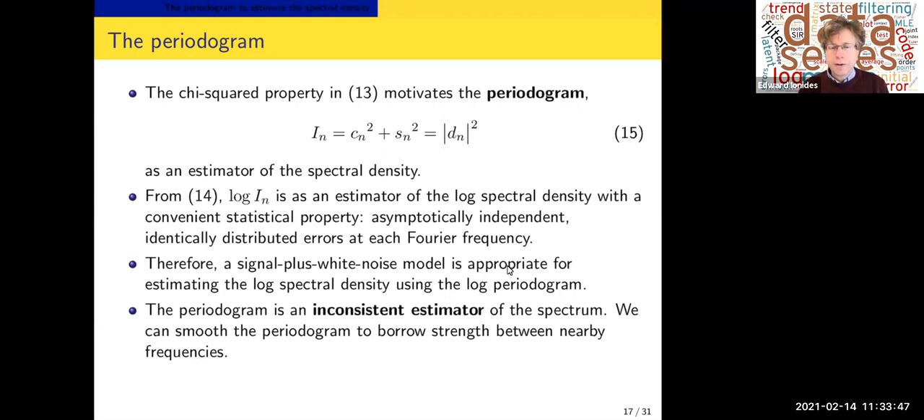This is chapter 7, part 2, and we're going to move on in the frequency domain by discussing the periodogram, which is how we estimate the spectral density. So this chi-squared property that we had in equation 13 motivates this thing called the periodogram, which is usually called I_N and is the sum of the squared frequency components at the nth Fourier frequency, which can also be represented as the absolute squared value of the nth term of the discrete Fourier transform.